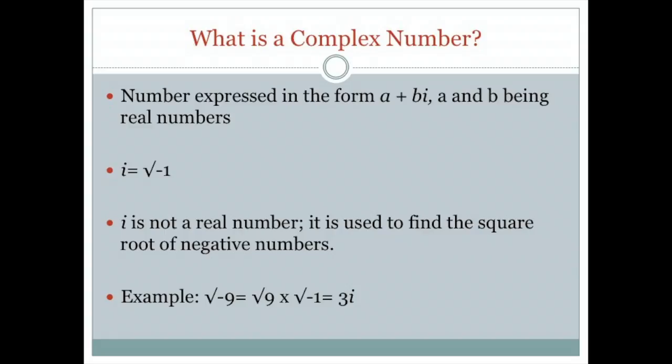Before, you may have been taught that it was impossible to take the square root of a negative number, but now i allows you to do so. i equals the square root of -1. So when simplifying the square root of a negative number, you can pull out i along with any other factors that are perfect squares.